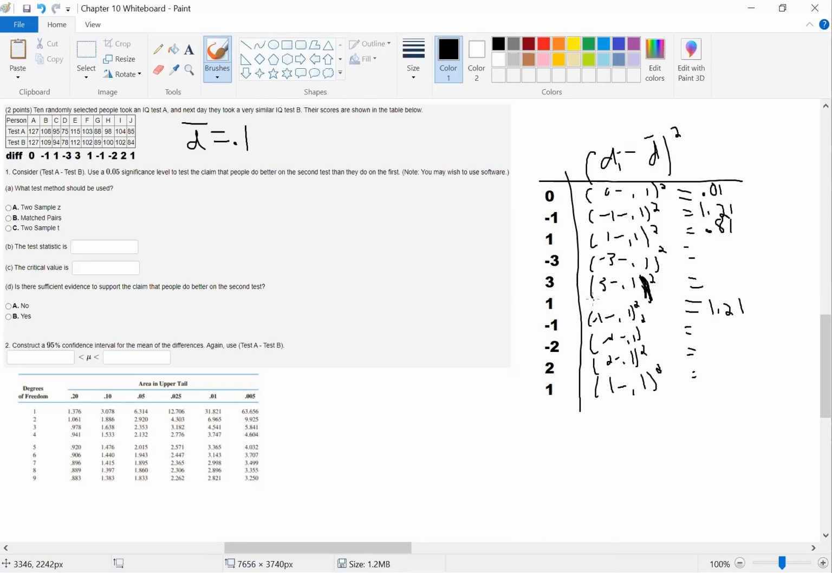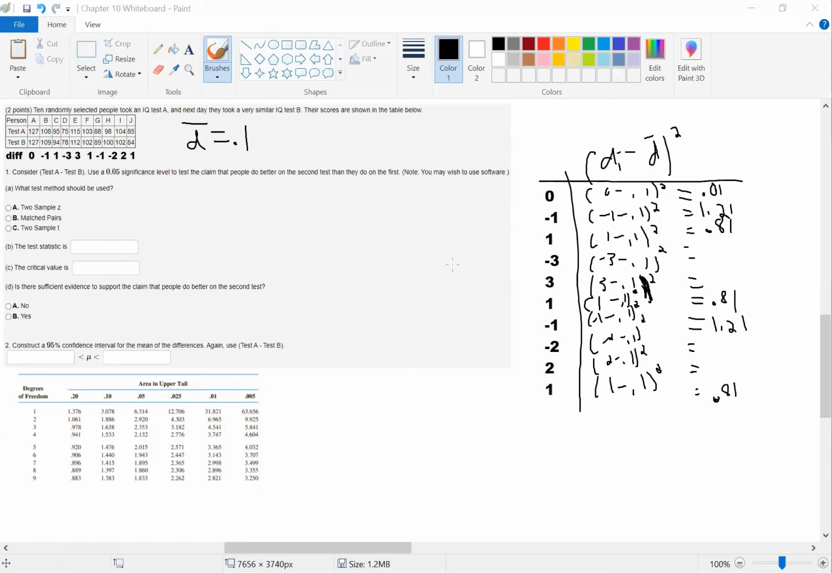I missed the 1 right here. 1 minus 0.1 squared. Let's just write it right here. Who cares? Or I can drag this down a little bit. Let's do that. So that was 0.81. And we have it at the end as well. Repeated differences are always nice because it saves time.